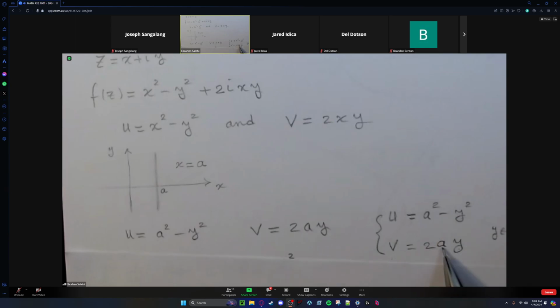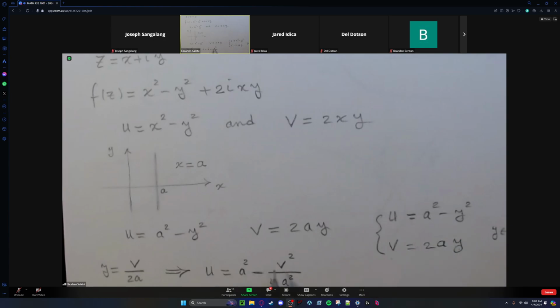This is the parametric equation of the image of this straight line under z squared. Well, look at this. From here, I can say v is 2ay, right? So we can have y. By eliminating the parameter, we get an equation in terms of u and v. So I will solve the second equation for y, plug it in here, and I will get this equation.